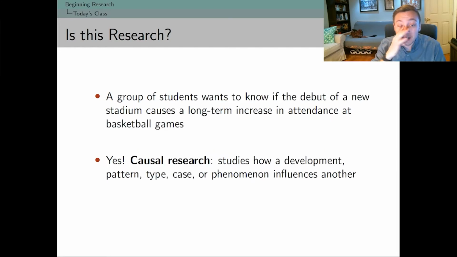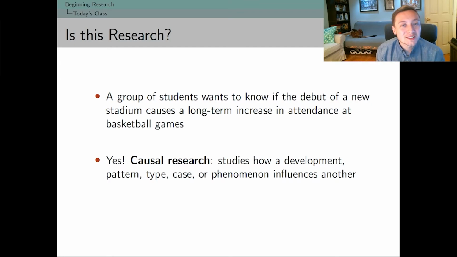How about this one? A group of students wants to know if the debut of a new stadium causes a long-term increase in attendance at basketball games. Okay, so is this research? This is absolutely a form of research. It's called causal research. And so this research is looking at the effect of an intervention on actual outcomes.